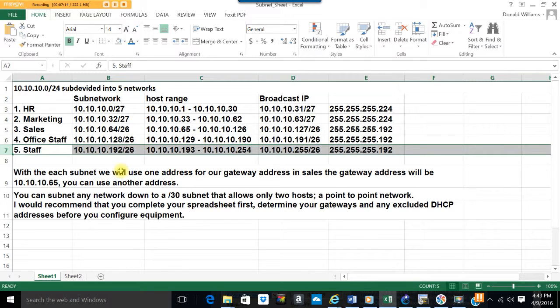Now, what I would recommend is that you complete your spreadsheet first to determine your gateway addresses and any excluded DHCP addresses before you configure your equipment. By having your spreadsheet ready, it is easier when you start configuring equipment to refer to your documentation to see what your network IP addresses are going to be, what your gateway IP address is going to be, and the range of your IP host addresses for your particular networks.